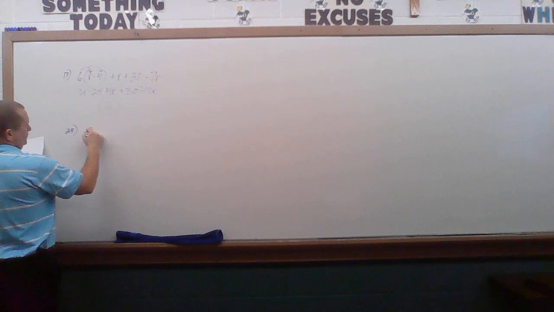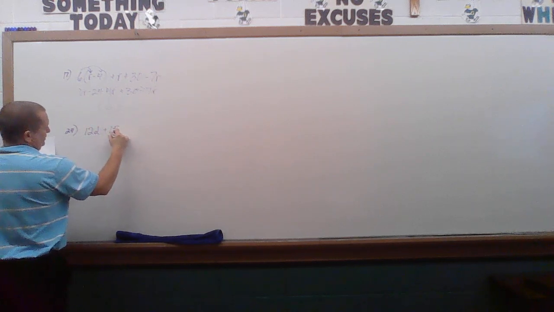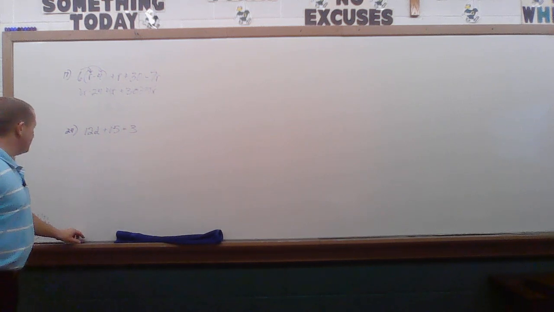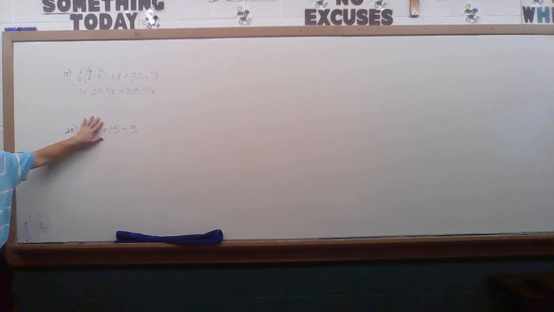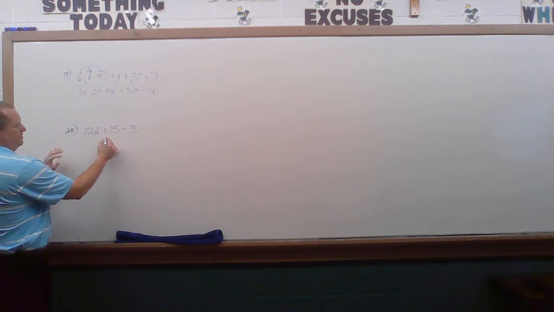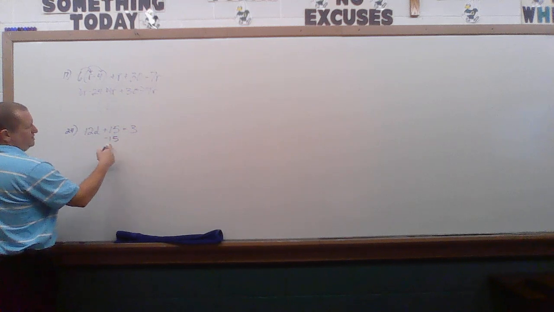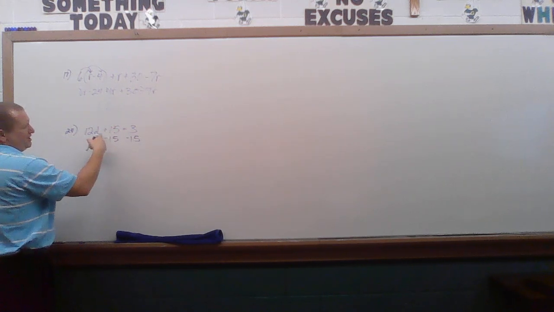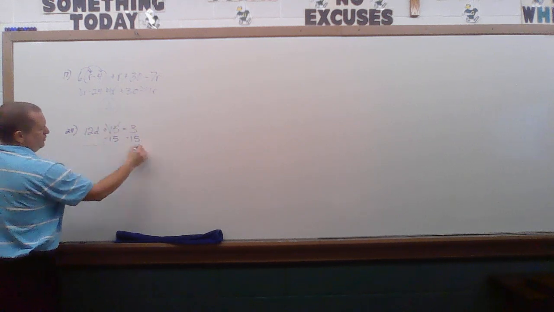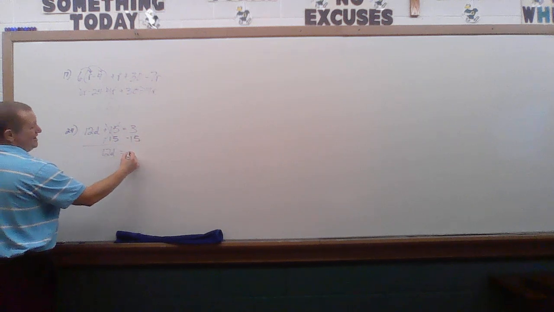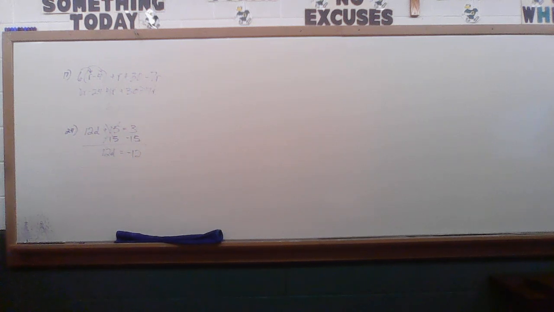24 says 12d plus 15 equals 3. So again, anytime that I do a two-step equation, I'm going to cover up the variable part. So how do I get rid of a plus 15? Subtract 15. Whatever I do to one side of the equation, I got to do to the other side of the equation. I got the same number, but they have different signs, so I'm going to cross those out. I'm left with 12d equals how much? Negative 12, right? Then I just do the problem.